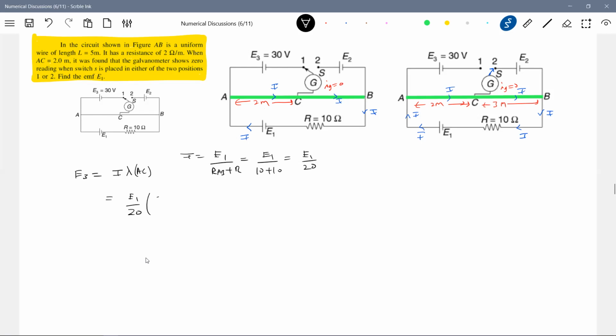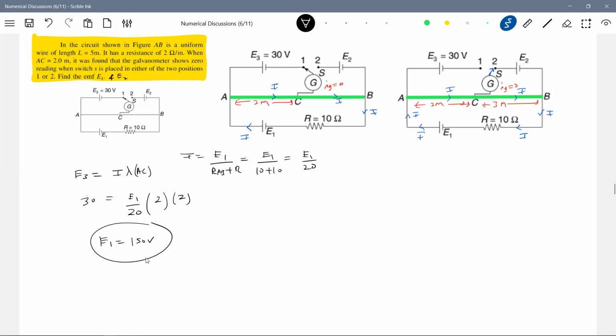Then lambda, resistance per unit length, is 2 ohm. AC is given as 2 meter. E3 we know, it is 30 volt. So E1 is equal to 150 volt. Yes, sir, 150. I think we can find out E2 also. Find E1 and E2. E2 is missing. Can we calculate E2?